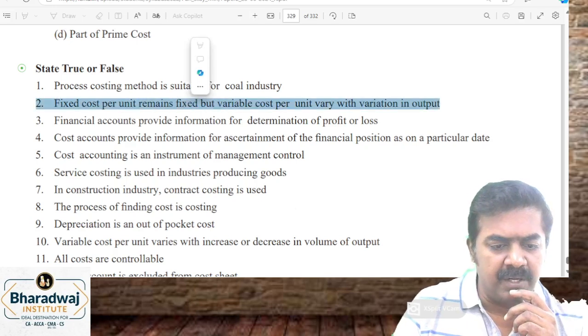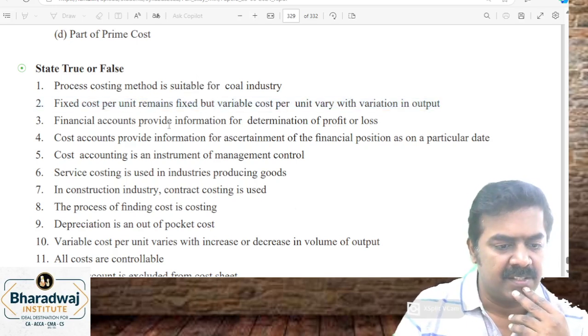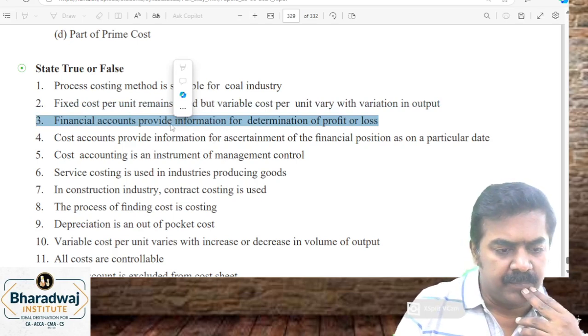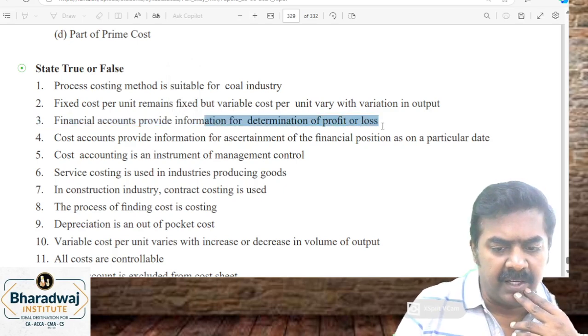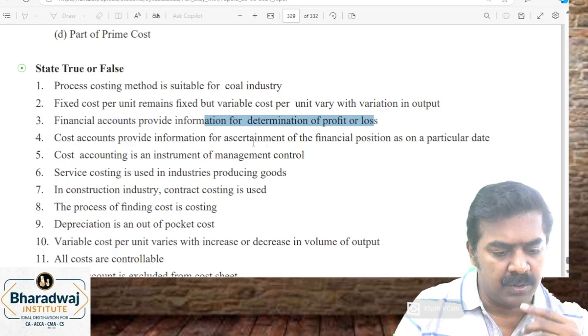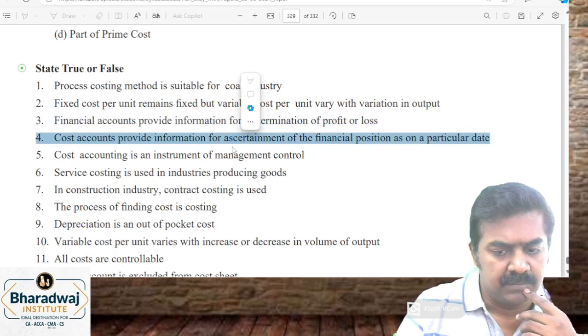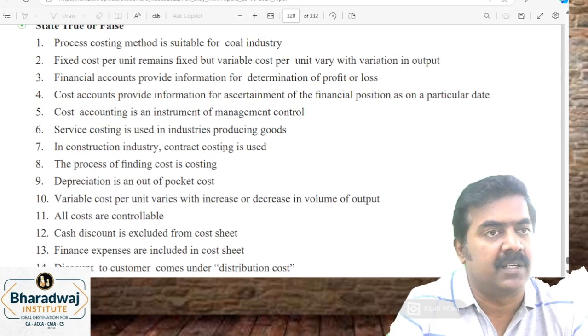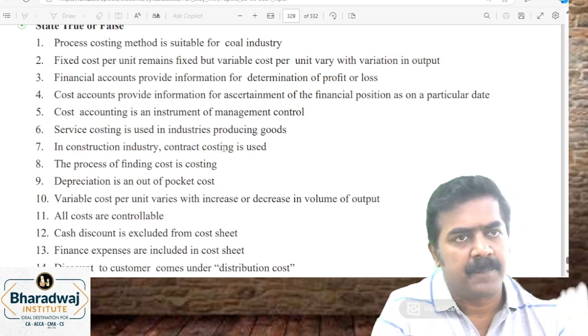Fixed cost per unit remains fixed. False. Financial accounts provide information for determining profit or loss. True. Cost accounting provides information for ascertaining financial position on a particular date? False. Why?